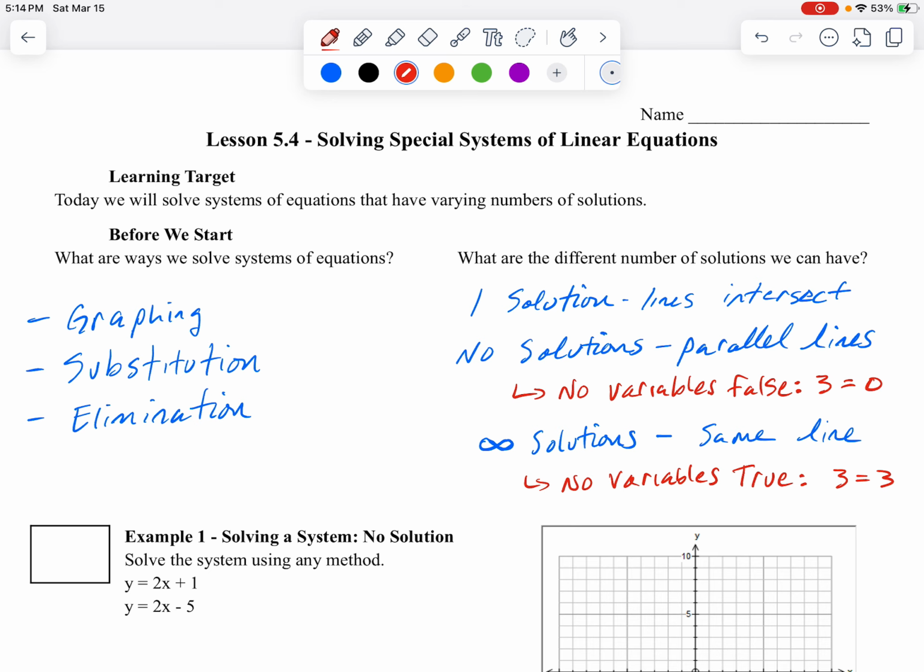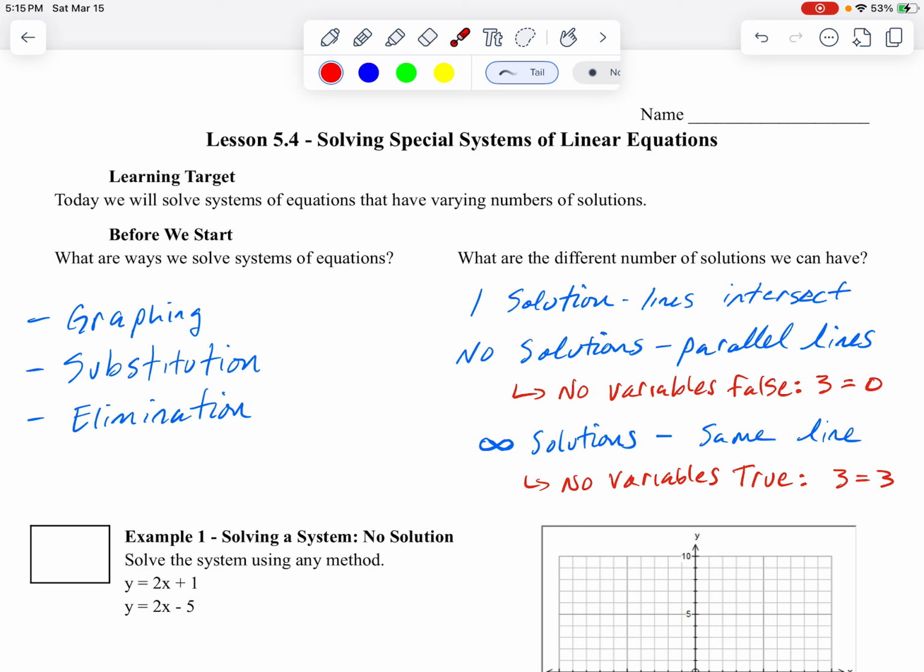You're going to have options on how you want to solve them, and you may end up with more than one solution or no solutions at all. So let's just talk real quickly about what those possibilities are and how we can solve these systems.